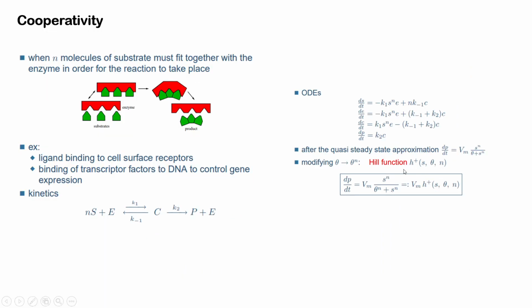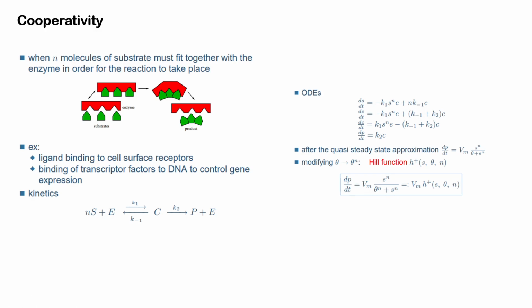So if you just modify this theta to theta to the power n, this is what gives us the Hill function, which is s to the power n by theta to the power n plus s to the power n into Vmax. So it is written like this: H plus and minus. We'll talk about what these are. H plus of s, theta and n. These are the three parameters of this function.